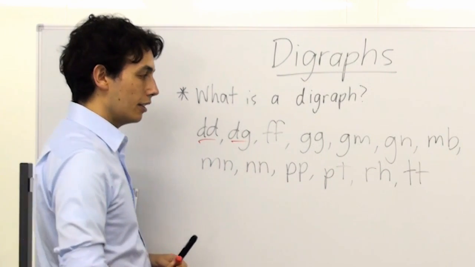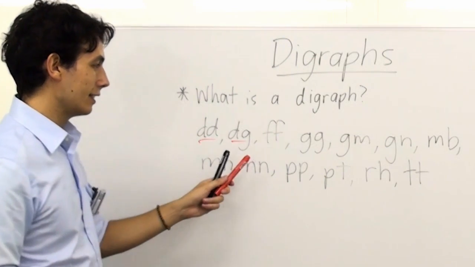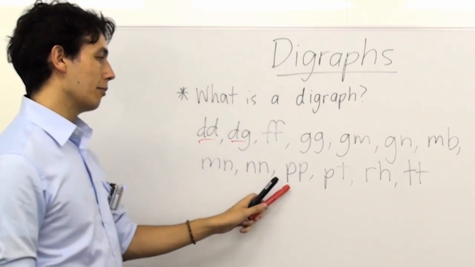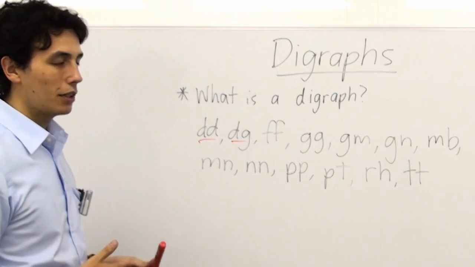For F, in fact, you might notice there's a lot of double letters here, like F, F, G, G, N, N, P, P, T, T. All they really do is shorten a vowel sound.